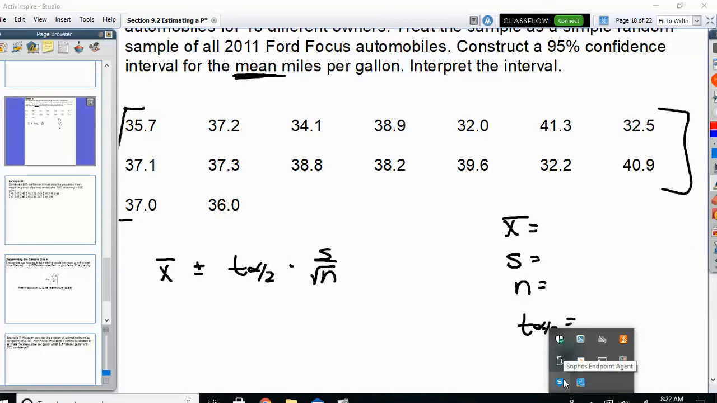Get all of our information, like our x bar and our s. Do you guys want to? Stat, calculate, and one variable statistics. Now, we may need to change something on your calculator real quick. It should say list L1. If it has anything in the frequency list box, delete that out. Just leave the frequency list blank.